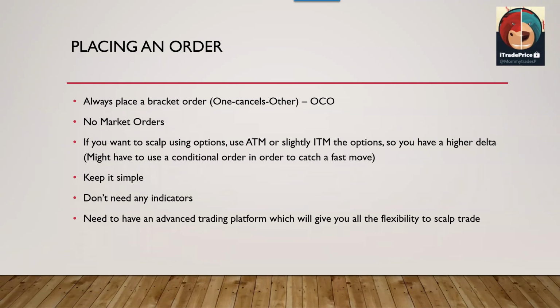Otherwise, if you go into something that is out of the money or far out of the money, right, and the bounce is, let's say, $3 only, your option does not move that much. Yes, that means in the money or at the money will be higher priced, but it will move as well, right? And that is what you want. You're only going for smaller moves, so you want to maximize that move for your option, okay?